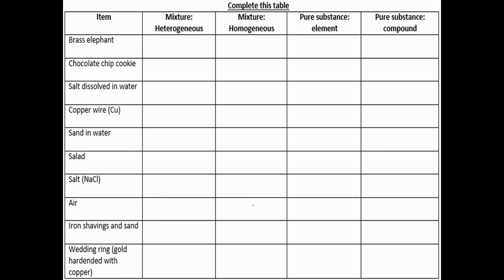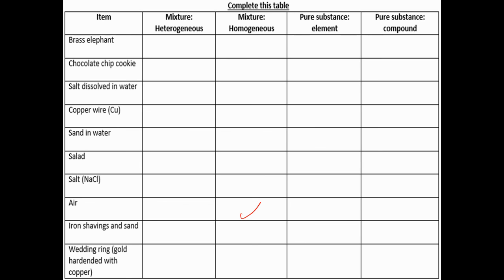Air, if you look at it, you can't really see the different parts of air. So I will let you know that it is a mixture. It's a mixture of different gases, but you can't see the different parts. So we know it's not a pure substance. It's a mixture of pure substances. Now, since you can't see the different parts and it looks uniform, we would say that that's a homogeneous mixture.